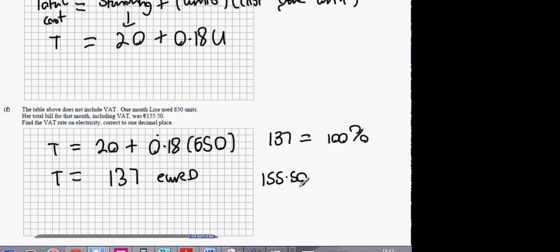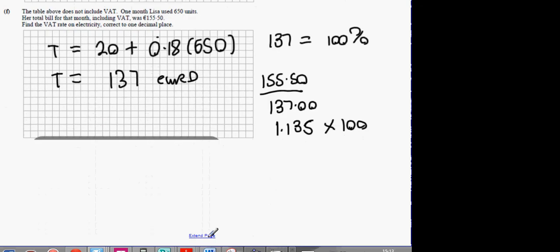We have to find out how much bigger that is than 137. So let's divide it by 137, and what do we get? 1.135. Now multiply this by 100 and it'll tell us what percent it is. So what percent is this? 113.5%. So what was the VAT? VAT was 13.5.